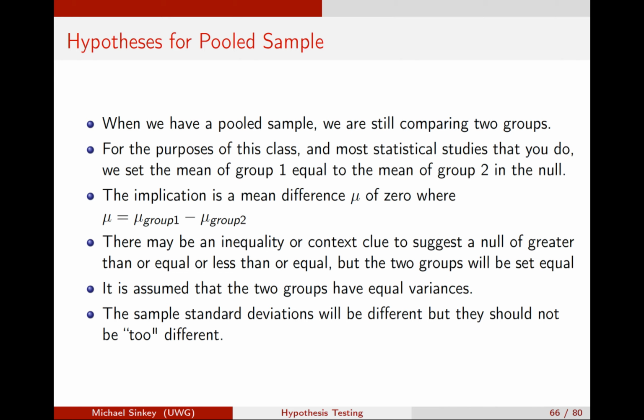Because we pooled the sample, we're assuming that the standard deviations are not too different from each other, that they have equal variances between the groups. So we're testing to see whether there's a difference in the means, but the shape of the bell curves is assumed to be the same shape. Maybe the means are different.